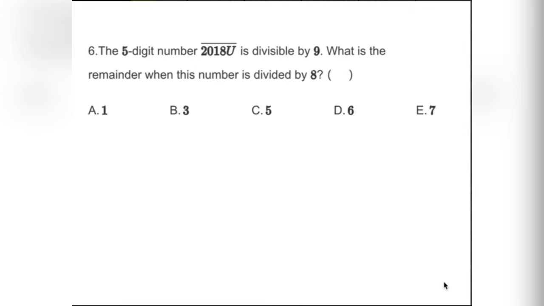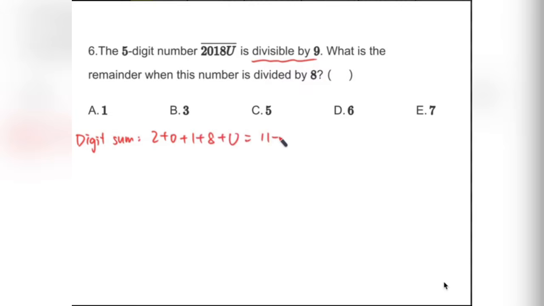Then next one, question 6, the 5-digit number 2018U is divisible by 9. What is the remainder when the number is divided by 8? Well, firstly, you see that what is the question telling us? The number is divisible by 9. So what is the divisibility rule of 9? Yes, if a number is divisible by 9, you need to make sure that the digit sum is divisible by 9. Then let's check what is the digit sum. For the digit sum, that is 2 plus 0 plus 1 plus 8 plus U, right? So what can you get?